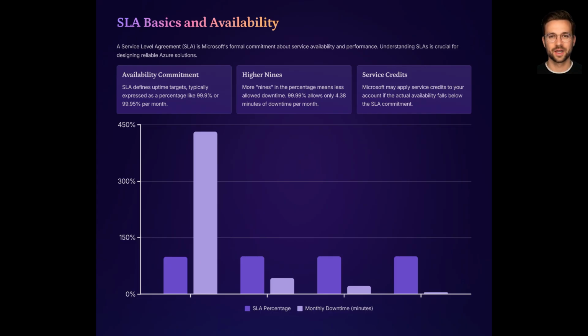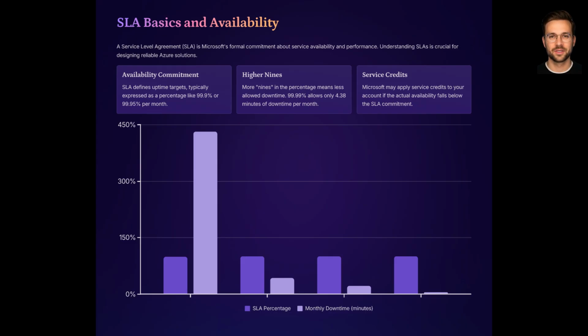99%, up to about 7 hours of downtime per month. 99.9%, 3 nines, up to about 43 minutes per month. 99.95%, up to about 22 minutes per month. 99.99%, 4 nines, up to about 4 to 5 minutes per month. You do not need to memorize exact minutes for the AZ-900 exam, but you should understand that more nines mean less allowed downtime and higher reliability.